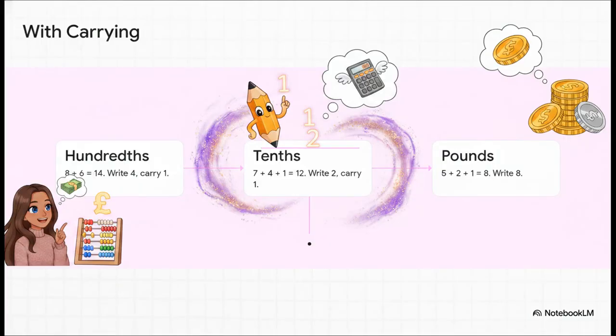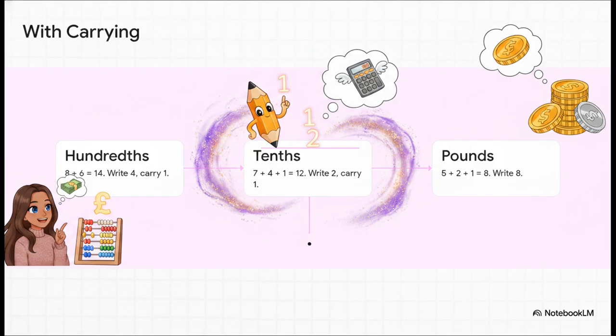It's actually super simple. Starting on the far right again, 8 plus 6 equals 14. Obviously, we can't cram a 14 into that single tiny space, so we write down the 4 and we carry that extra 1 over to the top of the next column on the left. Moving to step 2, we add the 7 plus the 4 plus that little 1 we just carried over. So 7 plus 4 is 11, plus 1 is 12. Again, we write down the 2, drop the decimal point straight down into our answer, and carry the 1 over to the pounds column.